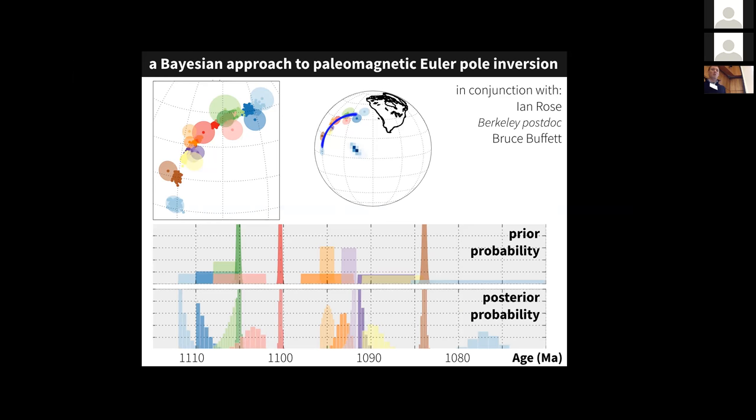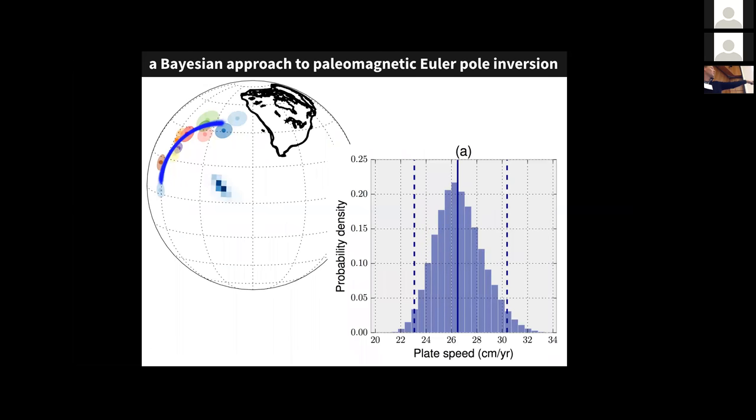Yeah, and the trade-off that you actually get if you try to invert for two Eulers instead of one is that the first part ends up being faster. So if we were to look at the histogram that's coming out of that, it actually would fit with this idea that motion was initially faster and then slowed, but these speeds would be up around 30 and then head back into the teens. So there's some trade-offs there. Yes?